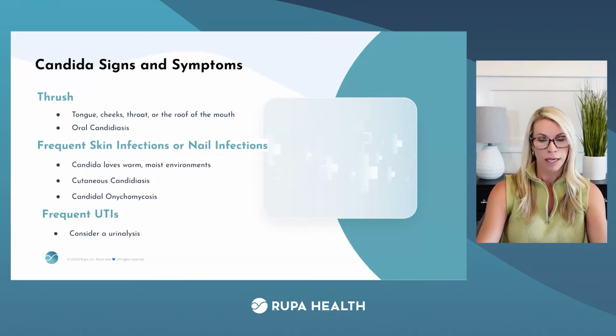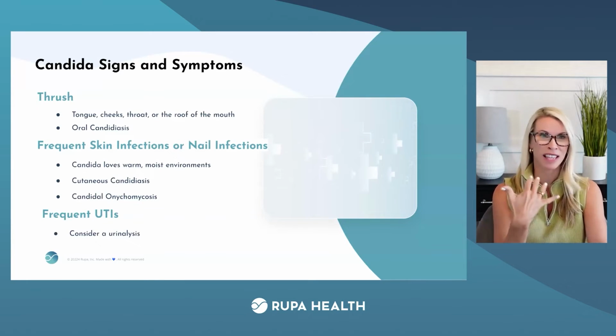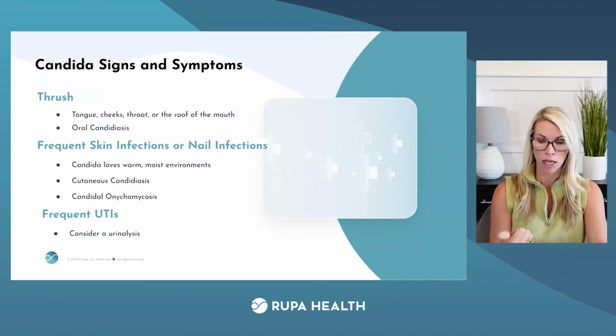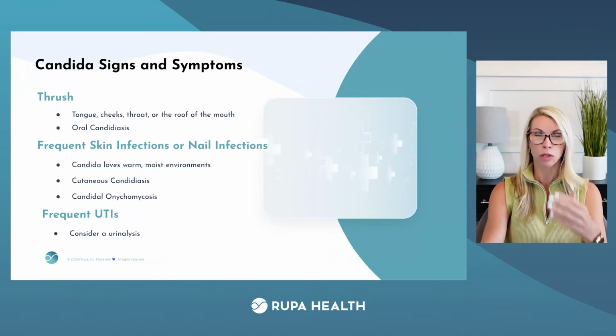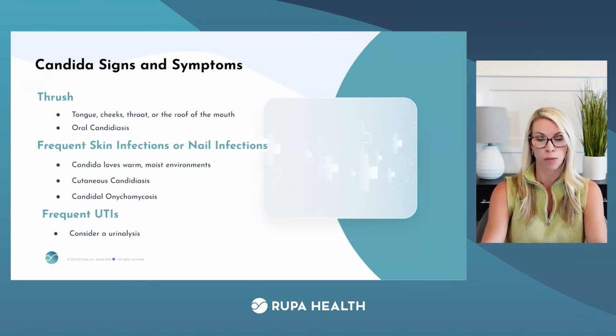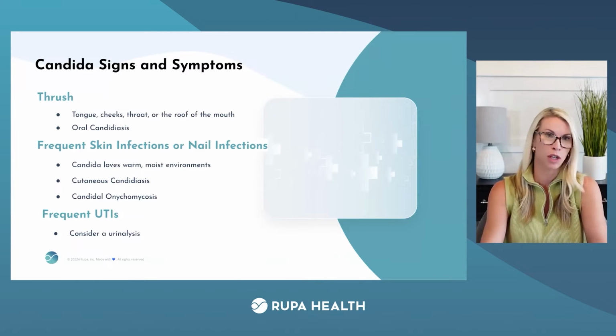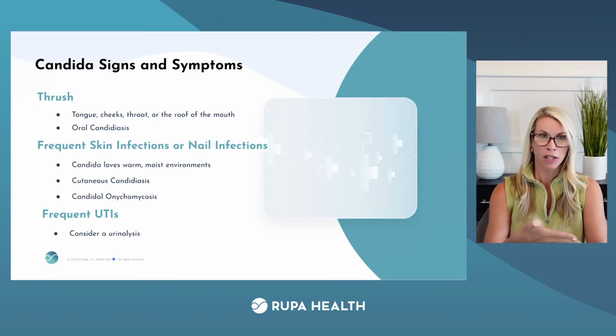Thrush. So again, I mentioned this. Thrush is when we see that white coating, we typically think of it in the mouth. On the tongue, we think more, but it could also be on the cheeks, the throat, and the roof of the mouth, making sure we're looking really good and doing an exam in the mouth to see if that's present. And often the patient's going to report that to you anyway, that they found that. And that's termed just oral candidiasis.